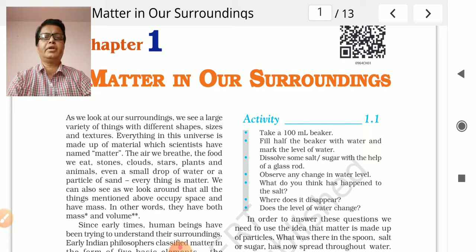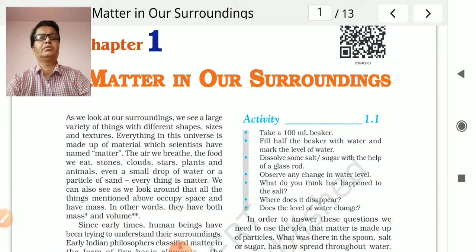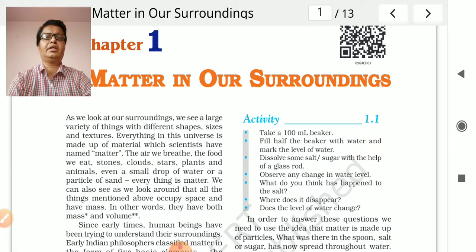We can take the air we breathe, the food we eat, the stones, clouds, stars, plants, or animals, etc. Even a small drop of water is considered matter. Everything is matter. As we look around, all the things mentioned occupy space. You can take the chair, the table, the water, anything, they occupy space. That means they have volume.